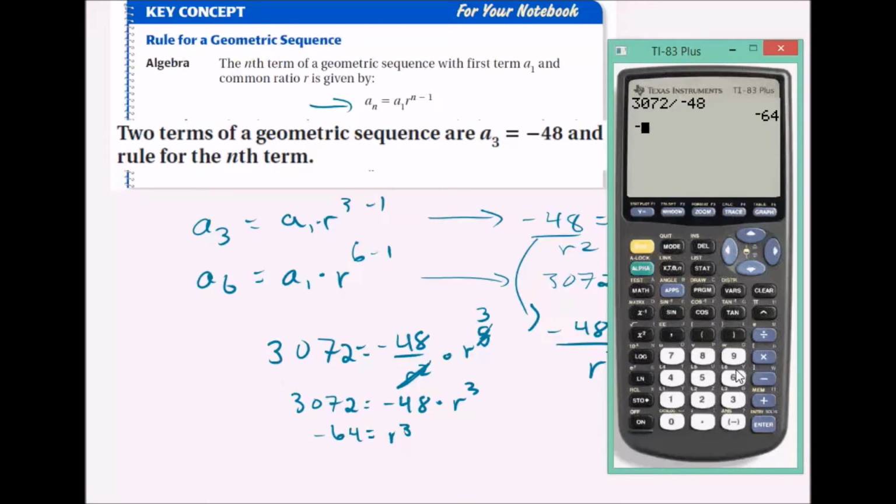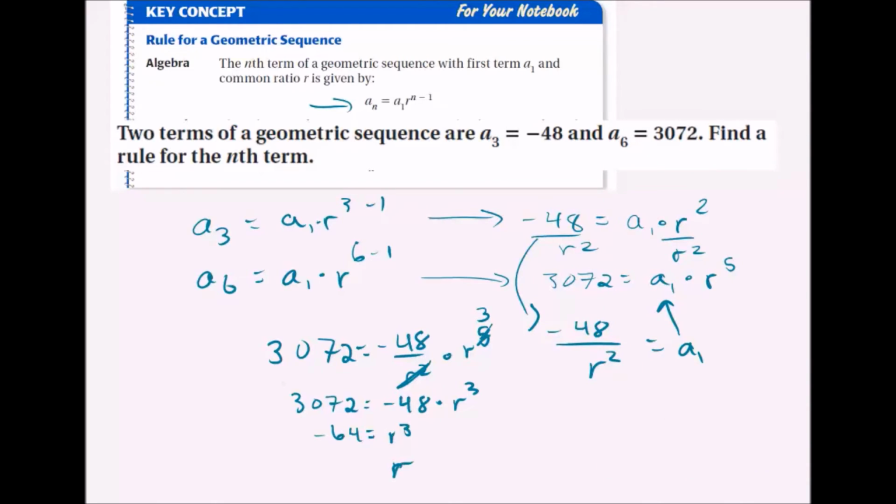So that's the cube root of negative 64. I think there's a cube root button in math. Here it is, so math 4 is cube root. Negative 64, and we get negative 4. So the ratio is negative 4. The ratio is negative 4.